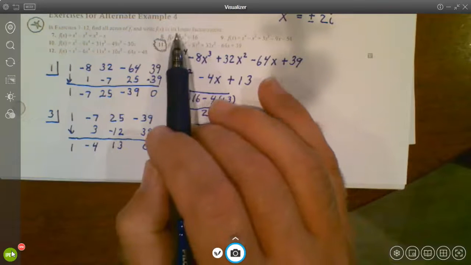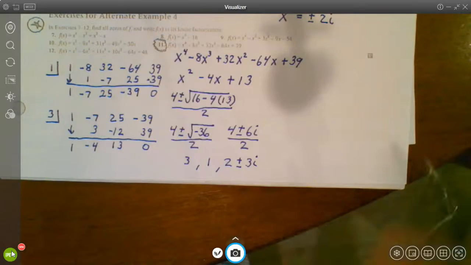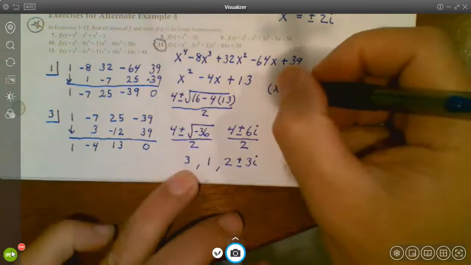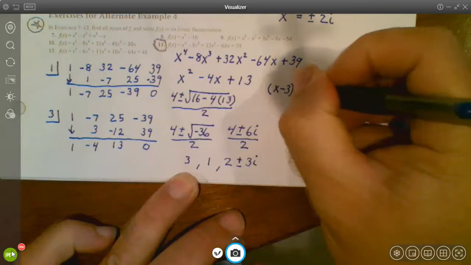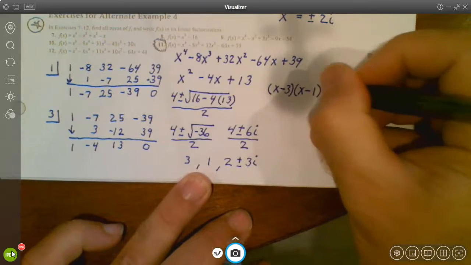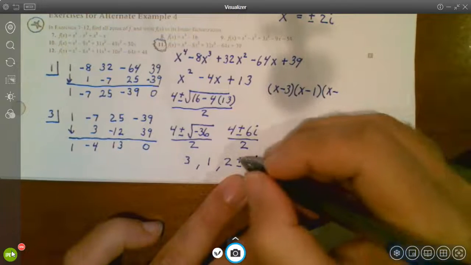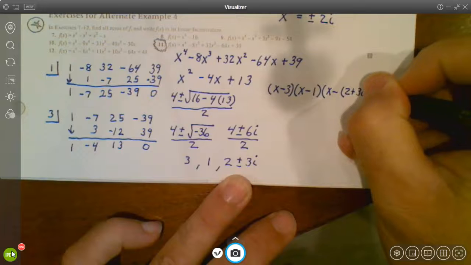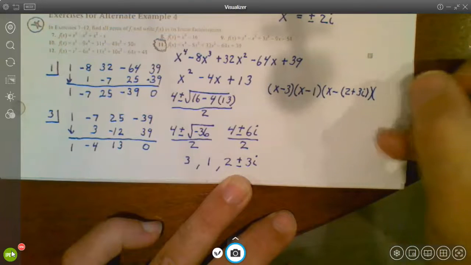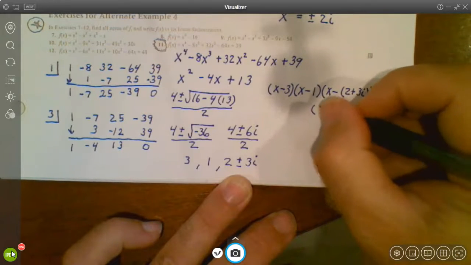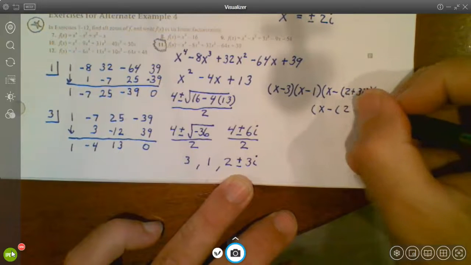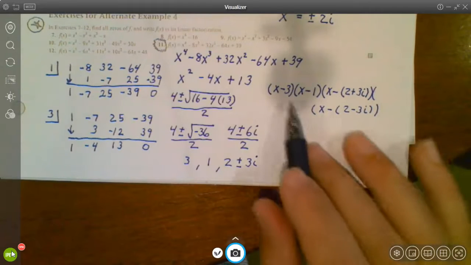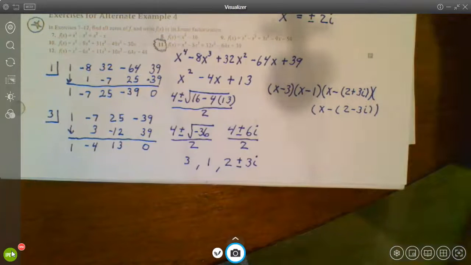When it says write its linear factorization, we could also write these out as factors by always saying x minus whatever the 0 is. So I'm going to say x minus 3, x minus my 1, x minus 2 plus 3i, so it looks like this. And I'm going to run out of room right there, so I'm going to write it here, x minus 2 minus 3i. But that's it. That's the process. So if they ask for factors, it would look like this. Zeros, it would look like this.